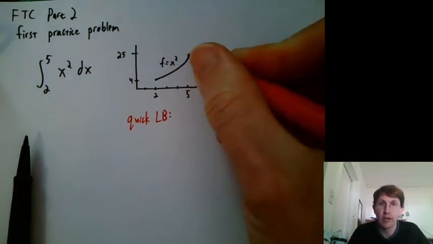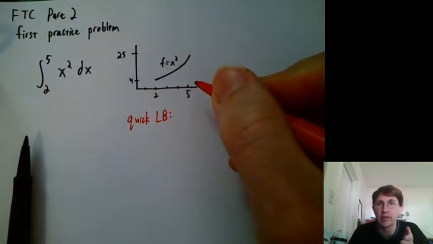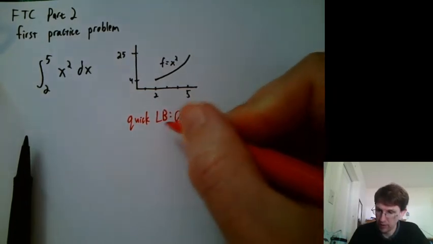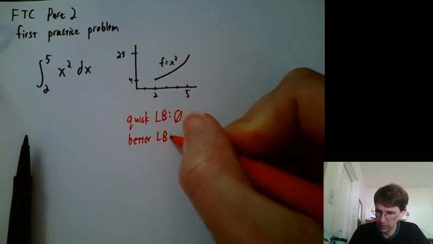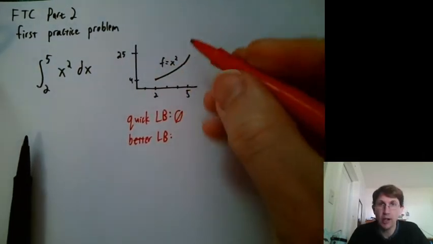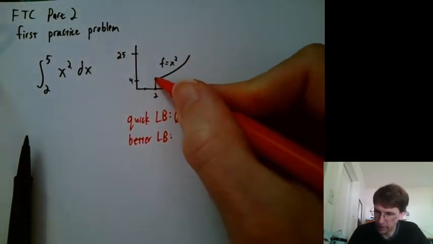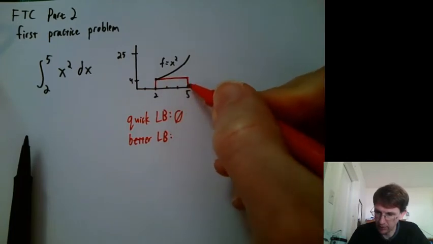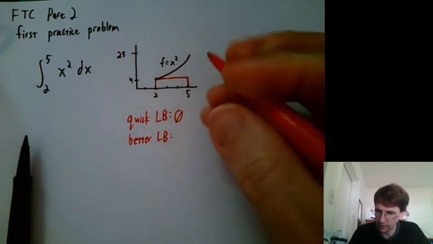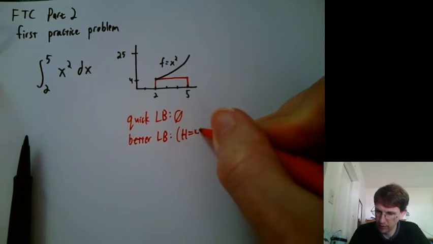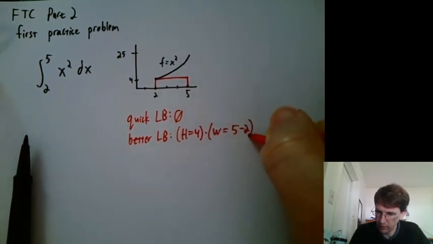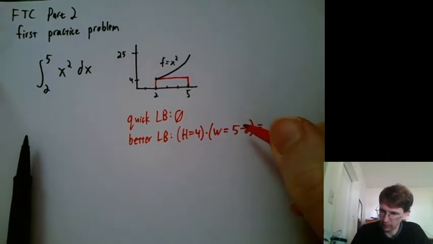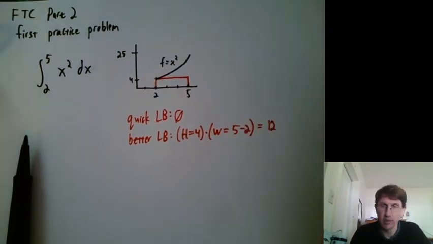So we want the area under this curve. Are we pretty sure that that area is going to be bigger than 0? Yep, pretty sure. What's a better lower bound? Well, I could draw a box whose height is the smallest the function ever gets in that interval. So that would be a box of height 4 and width 5 minus 2. So altogether that's what? 4 times 3 is 12.